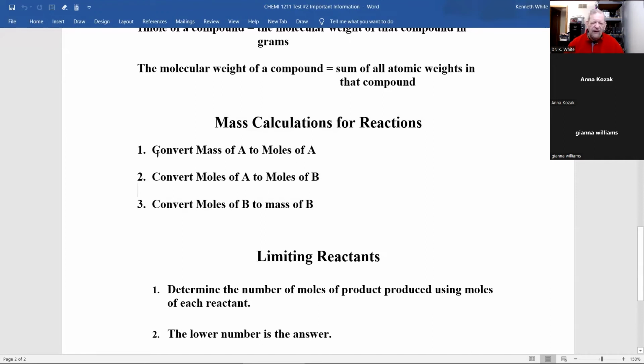Step 1, mass or grams of A to moles of A. Whatever you're given in grams, you convert to moles. Next, step 2, what you just converted to moles, you convert to moles of what you're trying to get to, compound-wise, B. And finally, step 3, whatever you just determined the moles of B, you convert from moles to grams. So let's get to work.